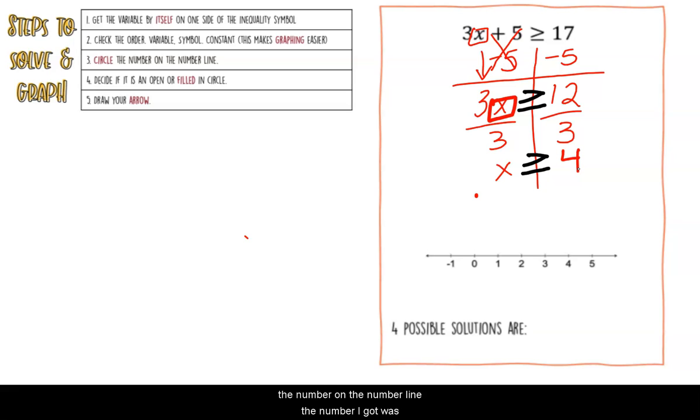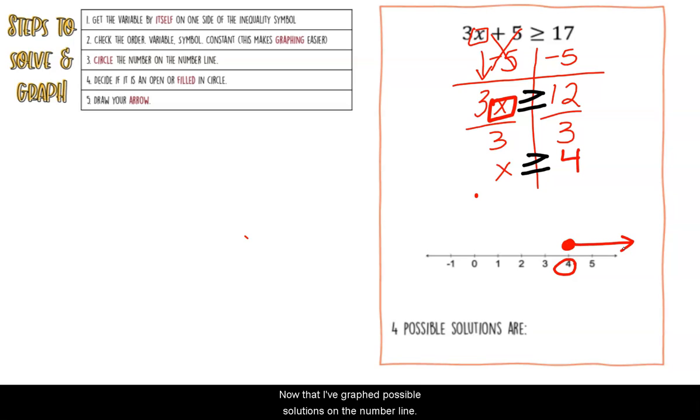So our next step is we're going to circle the number on the number line. The number I got was a 4. So I'm going to circle that number. And I'm going to think about it. Is this an open or a filled in circle? This is going to be a filled in circle because it says x is greater than or equal to. So I'm going to make a circle and I'm going to fill it in. It says x is greater than or equal to 4, so I'm going to draw my arrow going to the right.